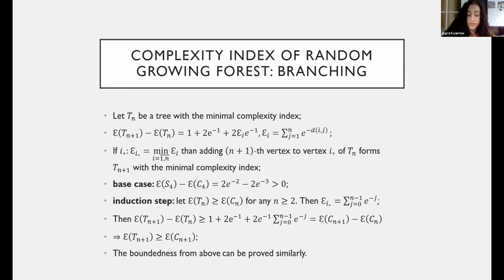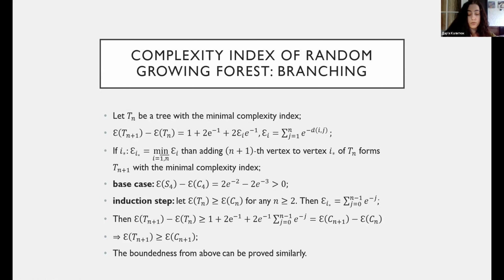As we have already noted, the complexity index characterizes the branching of a tree, which can be shown by mathematical induction. Let's do it now. Let Tn be a tree with a minimal complexity index. Then the difference between two complexity indices of a tree on n+1 vertices and n vertices can be expressed the following way. It's obvious that attaching the next vertex to such a vertex E with asterisk that minimizes the given value epsilon would form a tree on n+1 vertices with minimal complexity index.